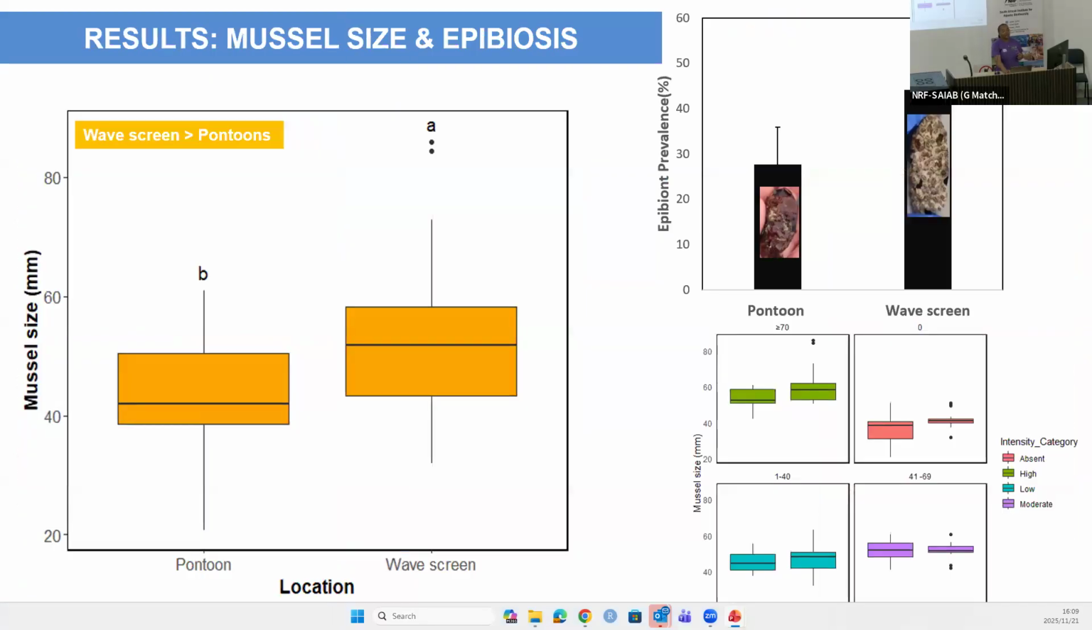And then in terms of the size of the mussels, when we're looking at wave screens, if you're looking at the orange graph, we found that wave screens are supporting large mussels in dense bed densities, whereas the pontoons are doing the opposite. When it comes to the epibiont diversity, the mussels that were found in the wave screens were also supporting high densities in terms of epibiont diversity, as well as the diversity overall.